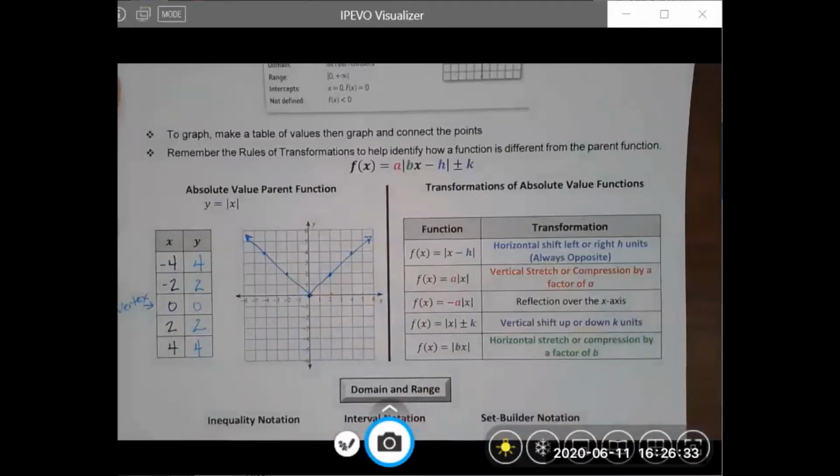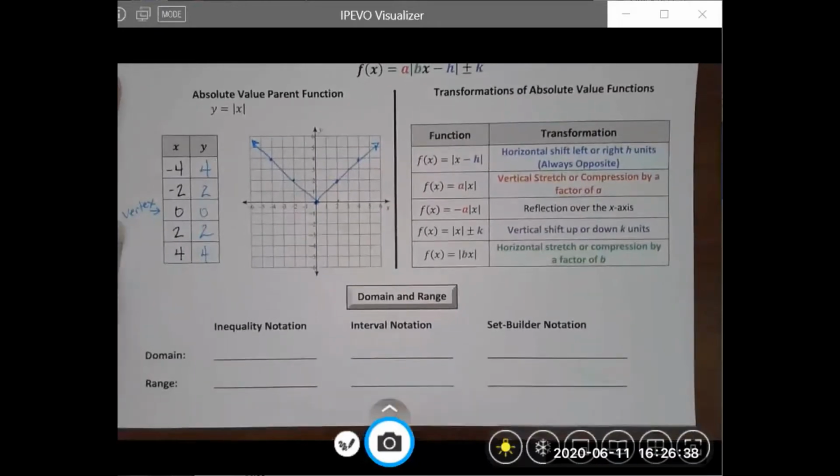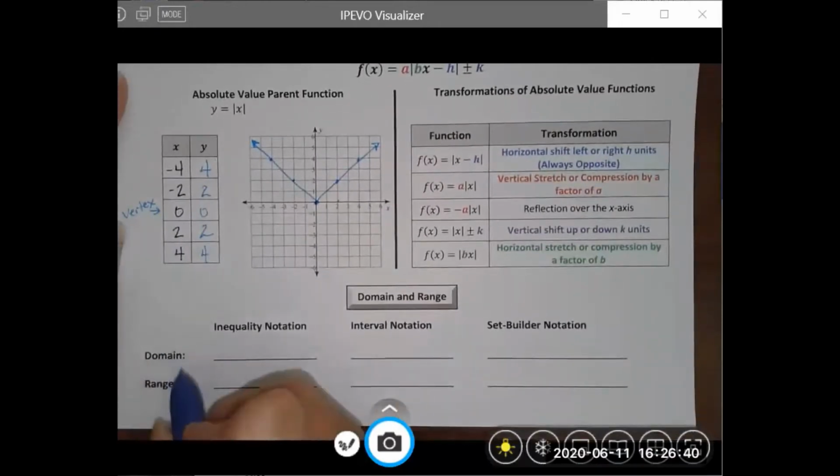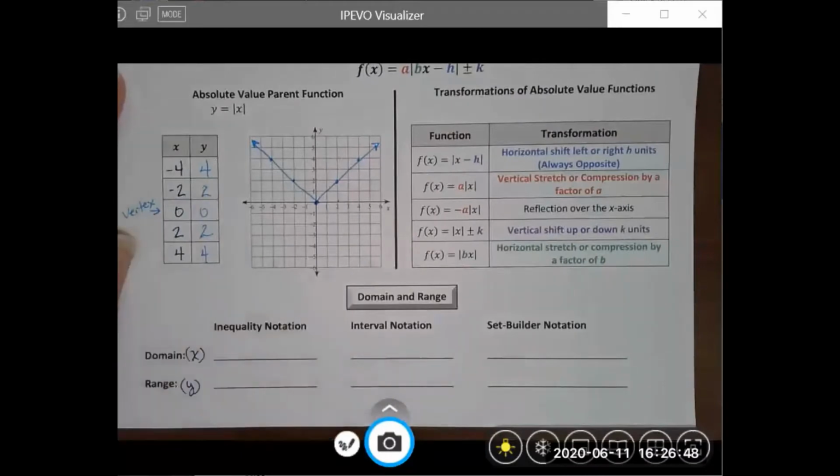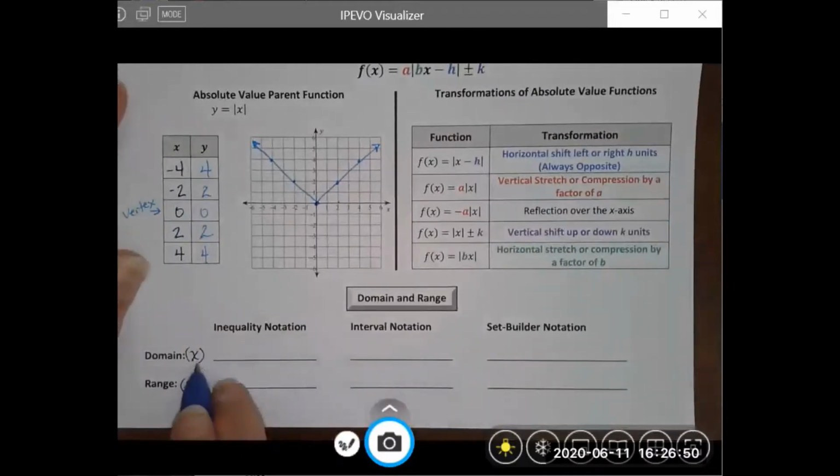When I am looking at the domain and range for the absolute value function, I'm going to first remember that my domain are my x values and my range are my y values. If I'm using inequality notation, as we said up above, the domain is going to be all real numbers.